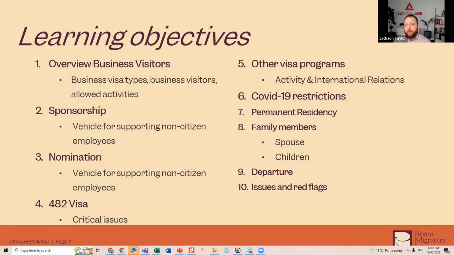We'll talk about permanent residency options for employers to support employees to go through to become permanent residents, which is a really key part of the attraction and retention piece. And then we'll have a talk about who is a family member in the context of the 482 visa program, some of those other activity visas and so forth, as well as permanent residency. And then we'll talk about people leaving and the sponsorship obligations.